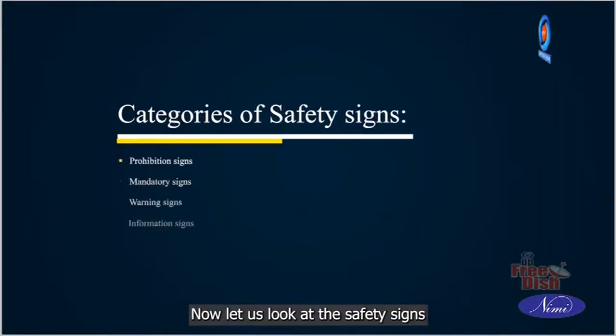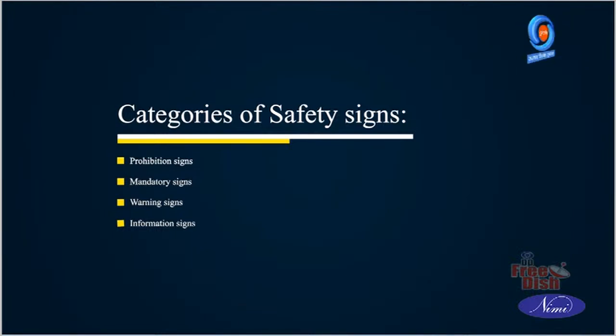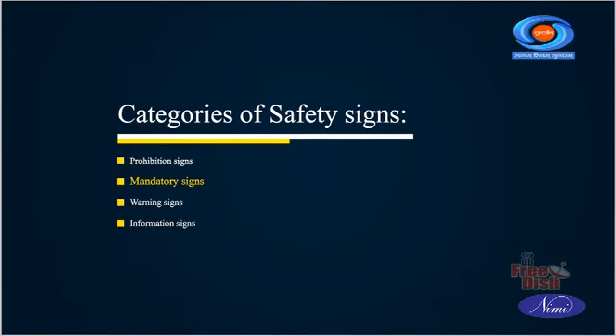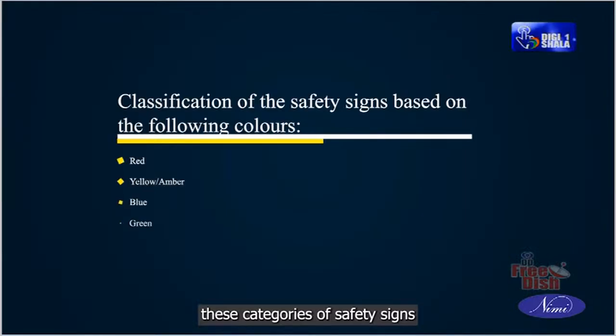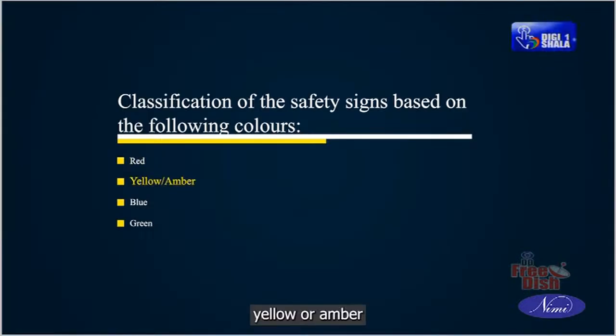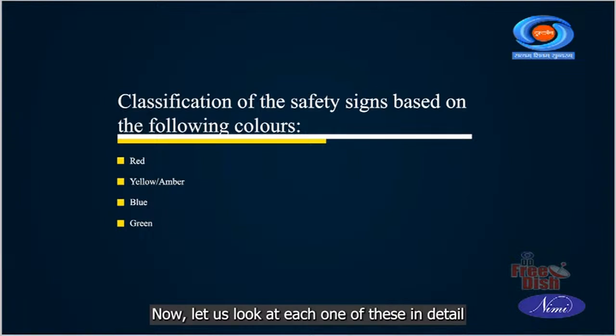Now let us look at the safety signs, which are mainly classified into 4 categories. They are prohibition signs, mandatory signs, warning signs, information signs. These categories of safety signs can be recognized based on the following colors: red, yellow or amber, blue, green. Now let us look at each one of these in detail.